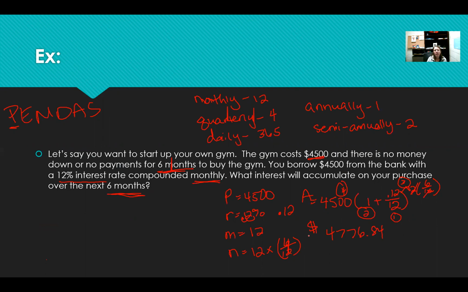Now this is asking what the interest is. We want to know the interest. Well, this is the amount with the interest. So if you wanted to find out what the interest was, you would subtract the amount that you borrowed. That would be 4,776.84 minus 4,500, which gives you 276.84. That would be the amount of interest. Okay, so that's how you do a compound interest problem.